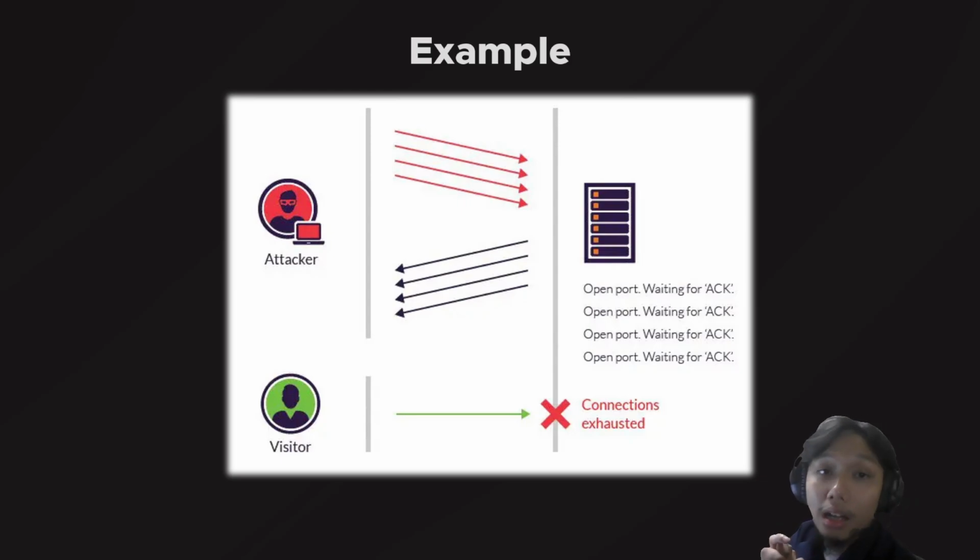Okay, so this is an example of how the attack will happen. The attacker will send a lot of TCP SYN packets to the server, and then the port will be open, waiting for the ACK, the acknowledge packet, as you can see here. The attacker sends SYN, and then the server replies with SYN-ACK, but the attacker doesn't reply with any ACK packet and keeps sending more SYN packets, which makes the legitimate visitor who plans to visit the website unable to connect.